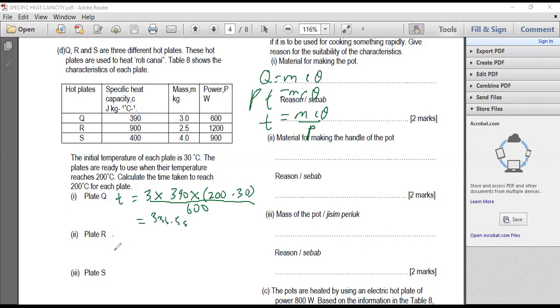For R, same. The mass is 2.5, the specific heat capacity is 900, the change in temperature is the same, 200 minus 30, and the power is 1,200. So 2.5 times 900 times 170 divided by 1,200 gives 318.75.